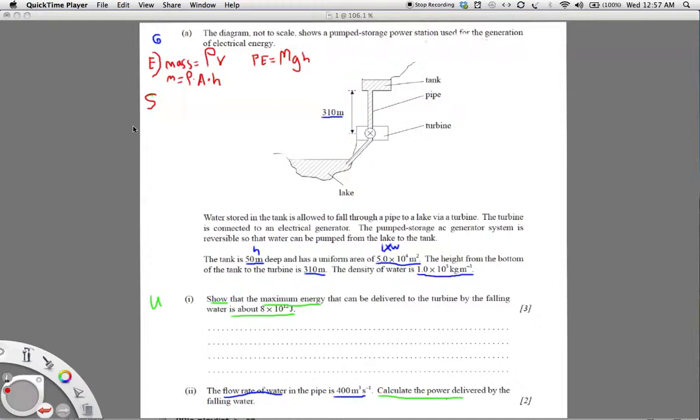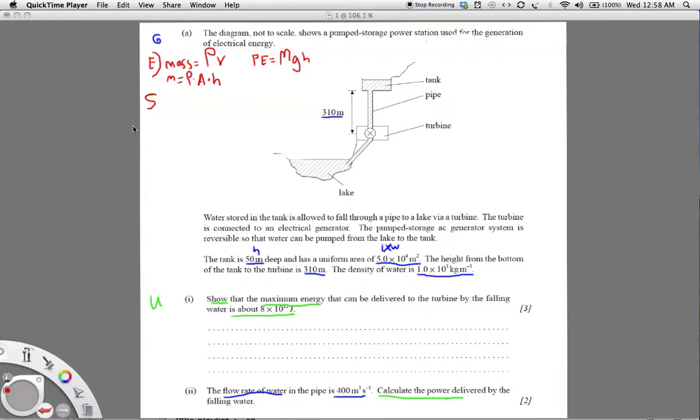Okay, this is 8.6, part 1, question 8.6, part 1. The diagram, not to scale, shows a pumped storage power station used for the generation of electrical energy. Water is stored in the tank and is allowed to fall through the pipe to the lake via a turbine. The turbine is connected to an electrical generator. The pumped storage system is reversible so that water can be pumped from the lake to the tank.